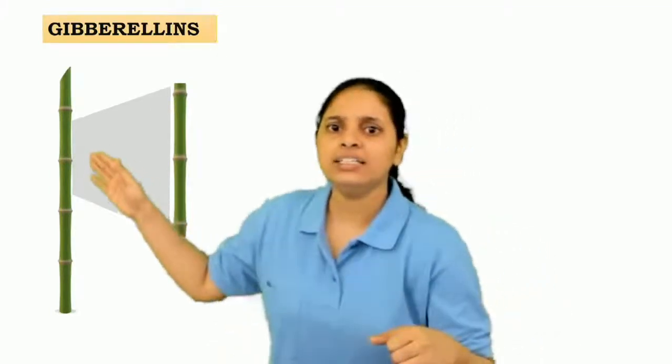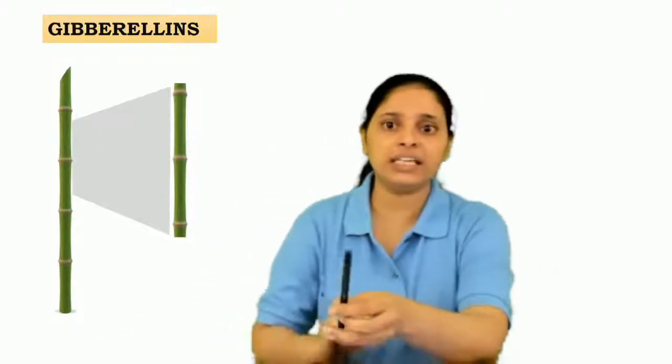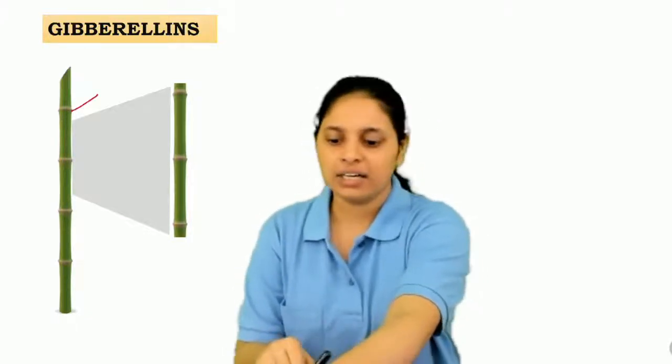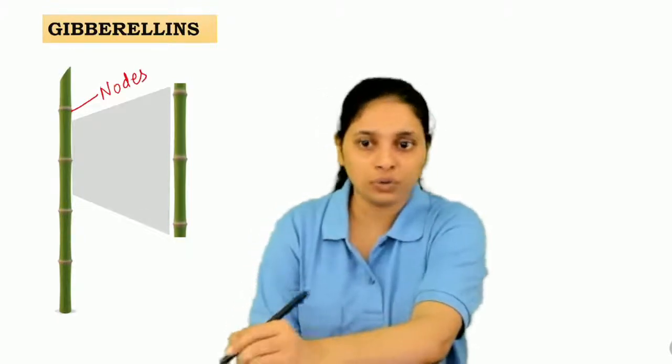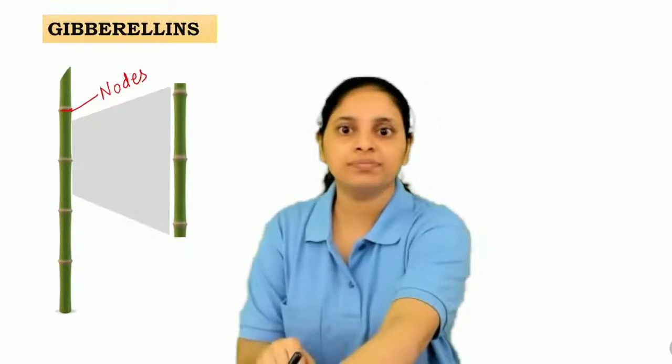Now here you can see a stem. On every stem, there are basically such lines which you can see. These are nodes. Okay, these lines are nodes.